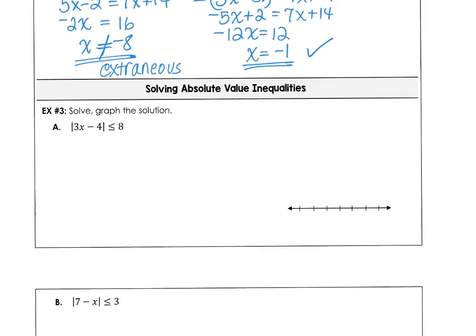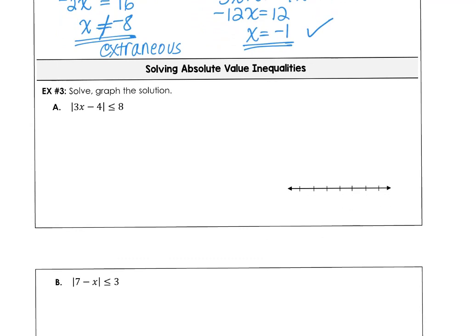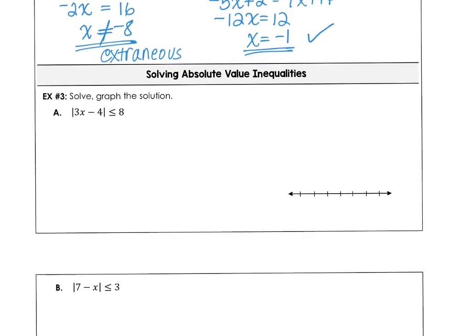In example 3, we want to solve and graph the solution to this inequality. Now you notice it's in the form of the absolute value of x is less than or equal to a number. That's an and statement. So we're solving either 3x minus 4 is less than or equal to 8, or we're solving 3x minus 4 is greater than or equal to negative 8.